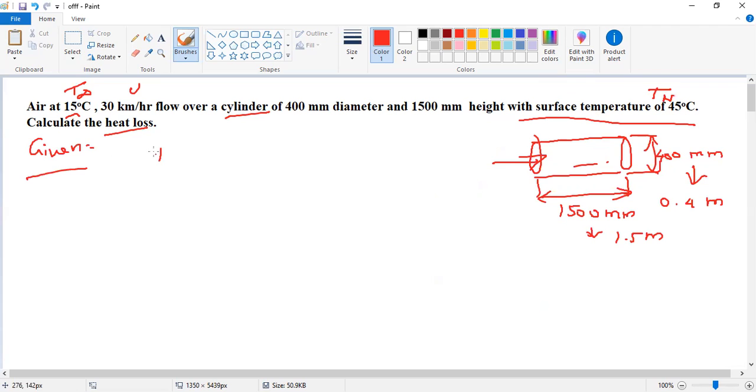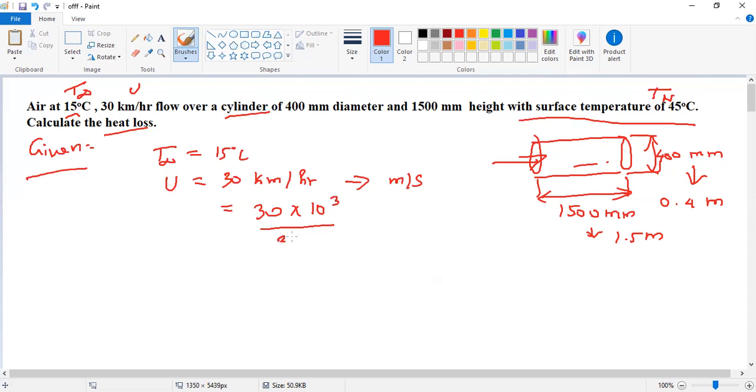Okay, so just the given data, the fluid temperature, that is the air temperature, also known as the fluid temperature, is 15 degrees Celsius, and velocity u is equal to 30 kilometer per hour. Okay, so it is kilometer per hour. If we change it into meter per second, 30 into 1000, that is 10 power 3, divided by hour, that is 3600 seconds. Solving it, we get the flow velocity u as 8.33 meter per second.